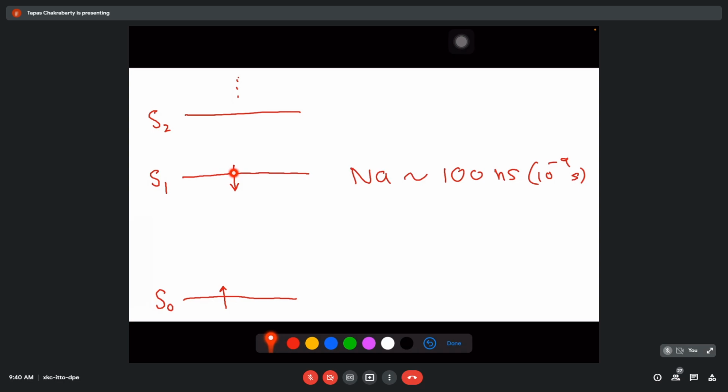One is the bond breaking process. Now, how does a chemical bond break? If I think again about a simple example like a hydrogen molecule, we depict it like this: hydrogen, hydrogen, there is a chemical bond here.